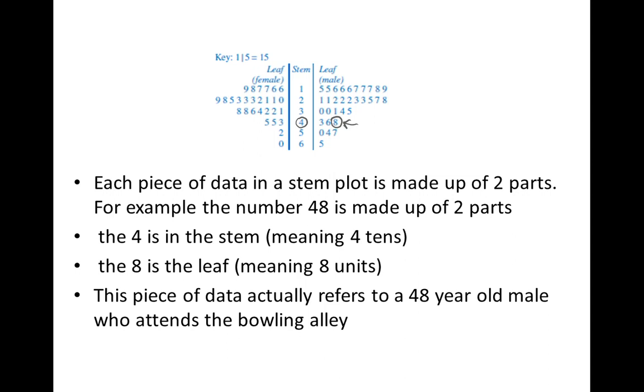Now in contrast, over here, this 9 is representing a 29-year-old female who attends the bowling alley. So we can see that each piece of data is represented by a matching leaf, and all of the stems coming down here are in ascending order from 1 through to 6, which actually stands for 10 through to 60. And each of the leaves coming out this way are also in ascending order, from closest to furthest away from the centre. Okay, so those are some interesting features of a back-to-back stem and leaf plot.